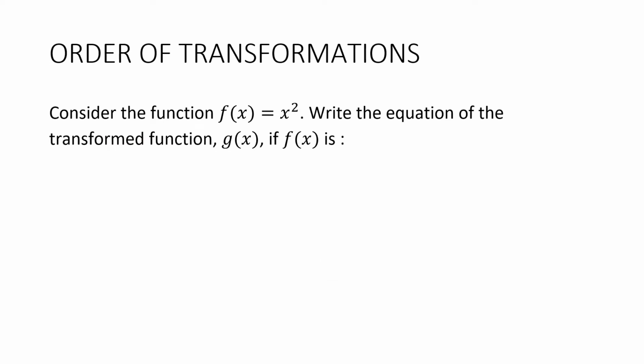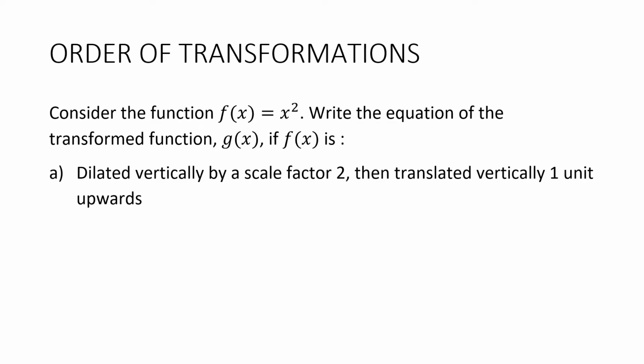Now this whole video is going to be about the order of transformations because order can be important. Consider the function f(x) = x². Write the equation of the transformed function g(x) if f(x) is dilated vertically by a scale factor 2, then translated vertically 1 unit upwards. Okay, dilated vertically scale factor 2 means put the 2 in front of the function, so 2x². And translating vertically means add 1 to the end. So g(x) = 2x² + 1.